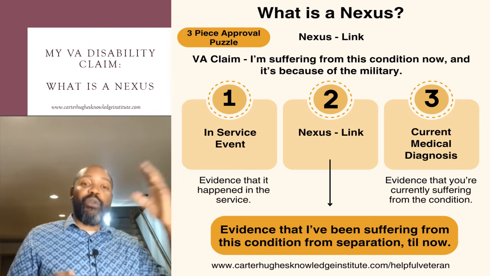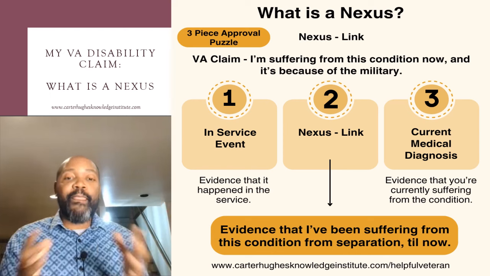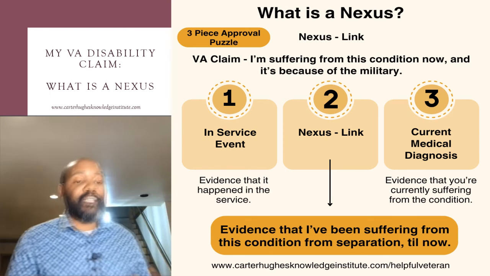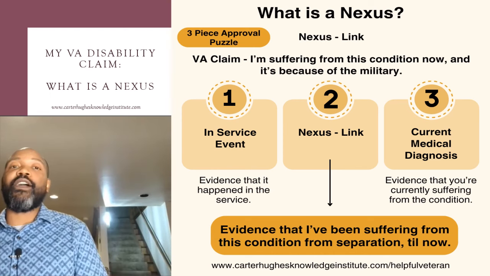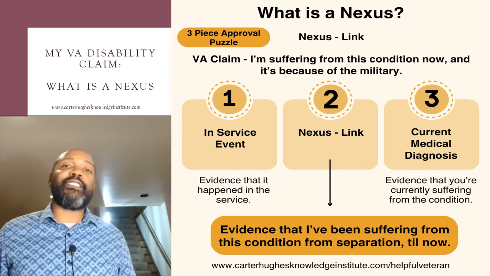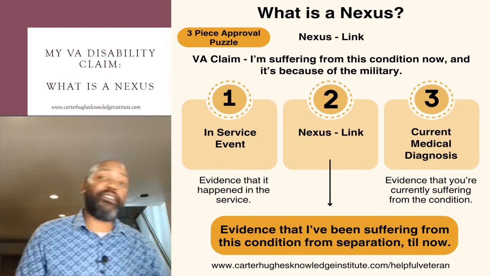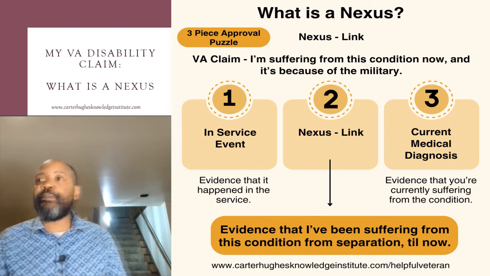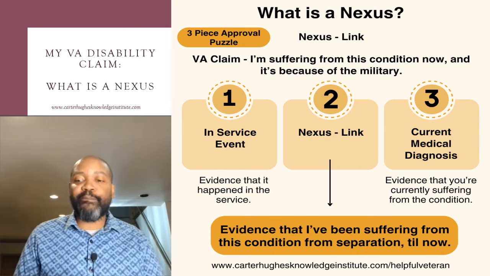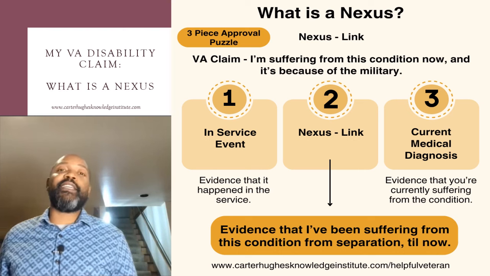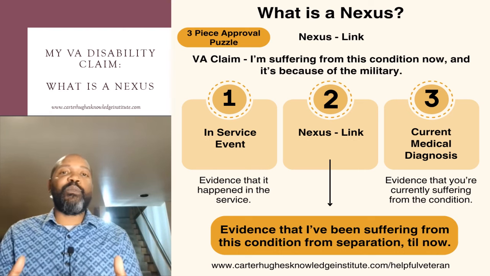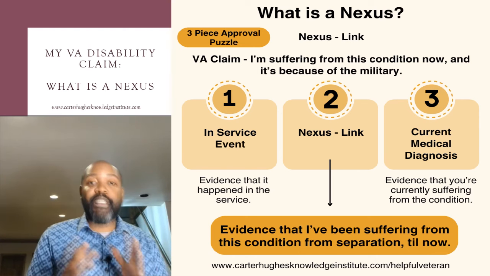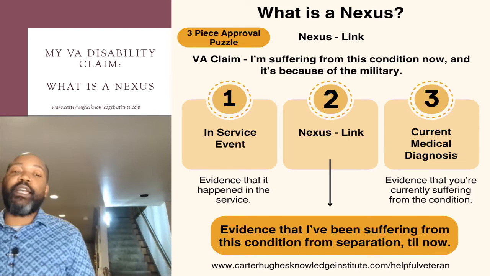So what that means is the nexus. That's the link between the first and the third piece. The second piece is all the evidence that I've been suffering from the condition since I separated till now. That's the nexus. That could be statements from people saying, yeah, I saw them suffering from it in 05 or 07, whatever the case. If I'm in the military, something happens to me, I separate, and it's been 5 years since I separated, the nexus would be the evidence showing that I've been suffering from this for those 5 years, the time from separation up until now.